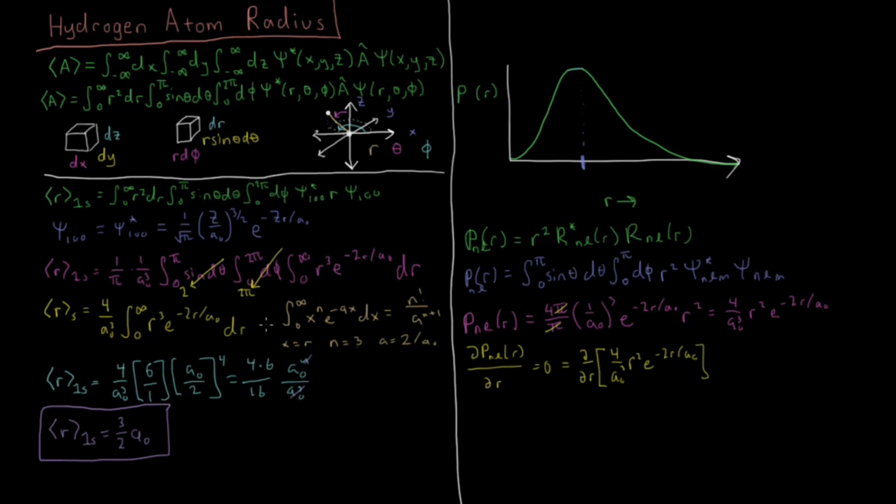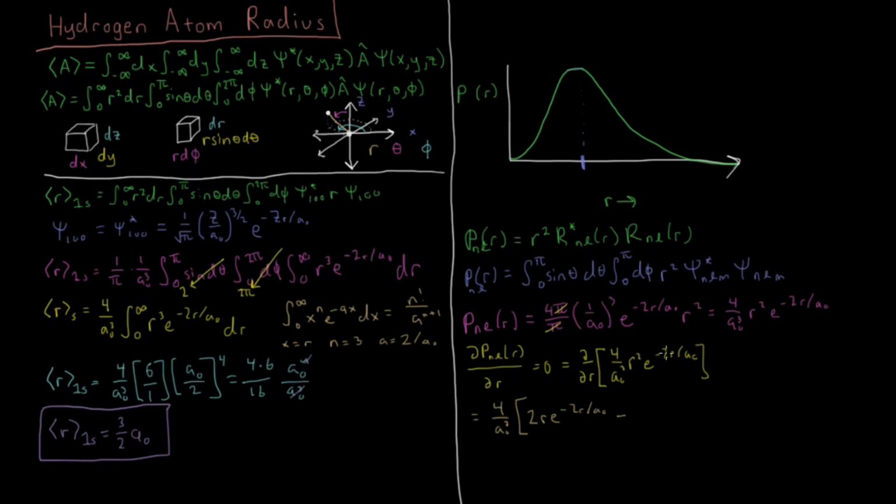And this function is going to differentiate in the following way. We can factor out this constant here, 4 over a naught cubed. And we're going to have the product rule here. First one is going to be 2r e to the minus 2r over a naught. Differentiate r squared, don't touch e to the minus 2r over a naught. And then the second term, differentiate this and don't touch this.